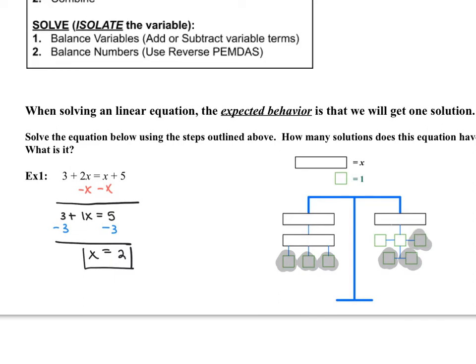And then on this side I've got 2 green squares left, but I don't have any left to pick off on this side. And then since I have one rectangle on each side of my tree, I could take off one of these. And so what I'm left with is one rectangle, which is my x, equaling 2 green squares, which equates to my solution of x equals 2. So this is just a visual representation of the algebraic equation solving that we just showed.